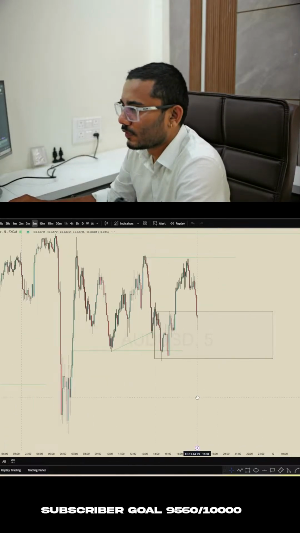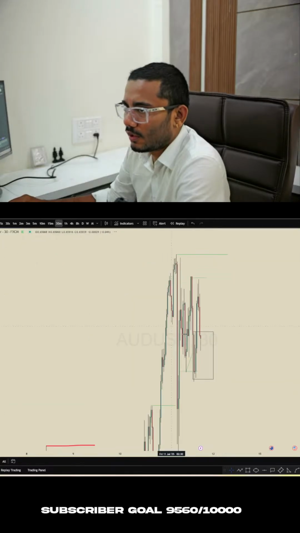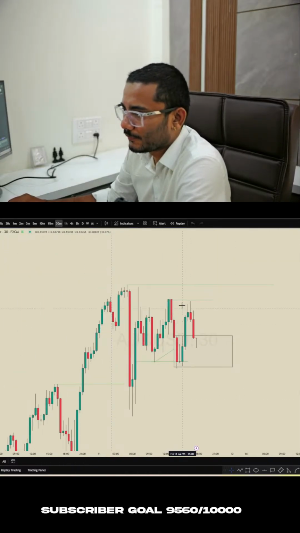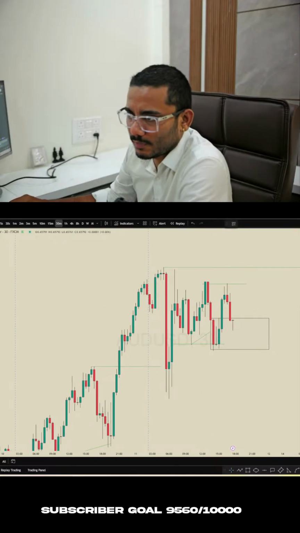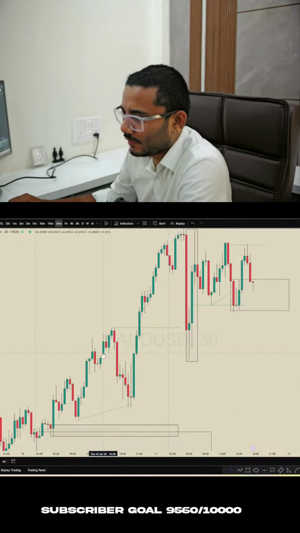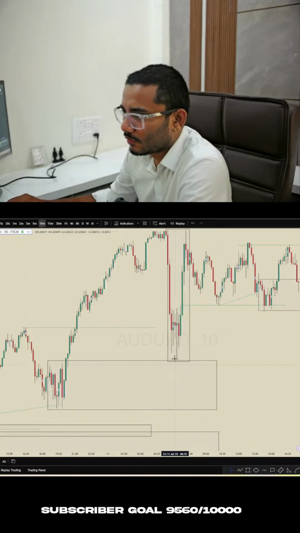And on AUD USD, I'm waiting for price to break this previous high. So as we can see, this candle swept out all the liquidity. It mitigates here. It mitigates some kind of candle. Let's see on 50 minutes.